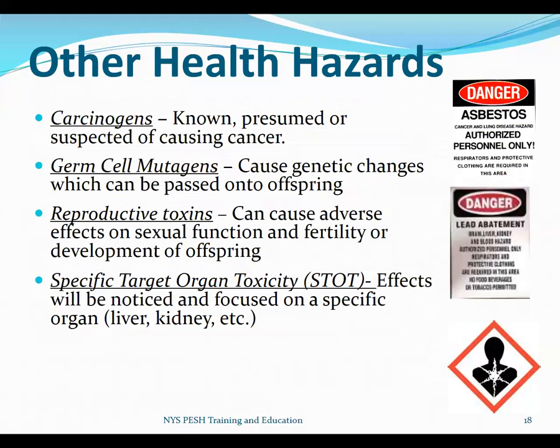There are several other hazards. Carcinogens, these are chemicals that are known, presumed, or suspected of causing cancer. Germ cell mutagens, they can cause genetic changes which can be passed on to the offspring. Reproductive toxins can cause adverse effects on sexual function, infertility or development of offspring. Specific target organ toxicity, these effects will be noticed and focused on a specific organ, liver, kidney, lungs, etc.